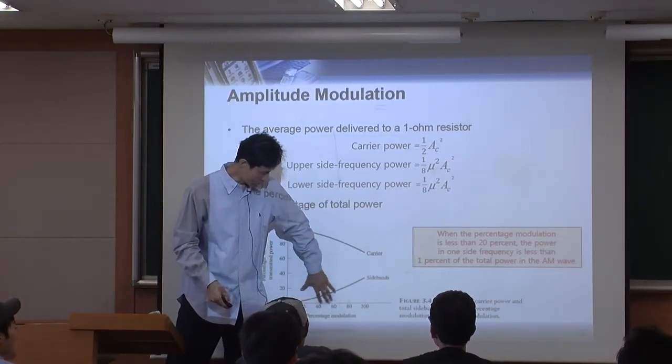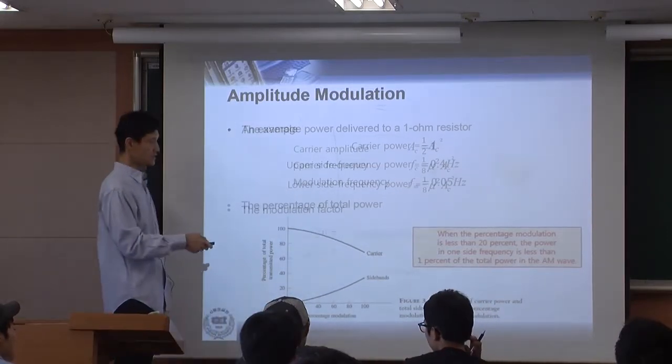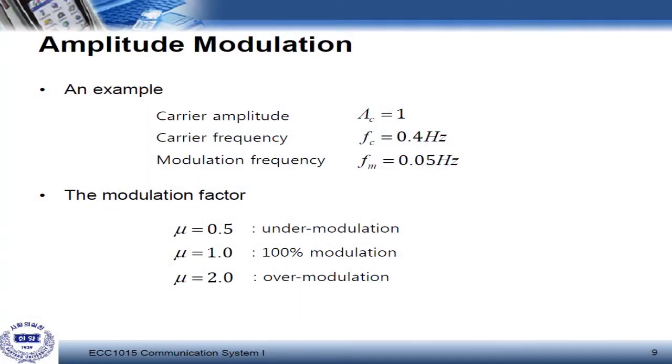somewhere here is mu less than 1. So if mu is less than 1, then we call that under modulation. Okay? If mu is larger than 1, for example 2, then it's called over modulation.